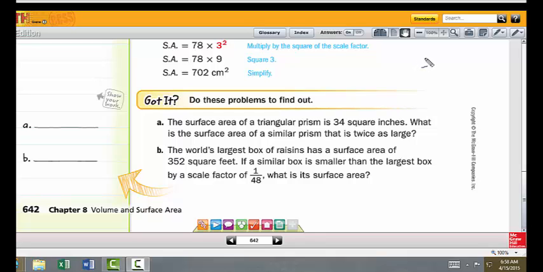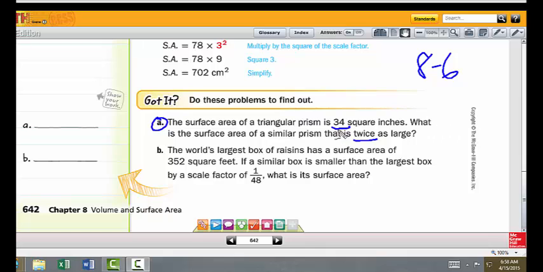Here are your solutions to 8-6. We'll start with the letter problems. Letter A. We have a surface area of a triangular prism with 34 square inches. What is the surface area of a similar prism that is twice as large?